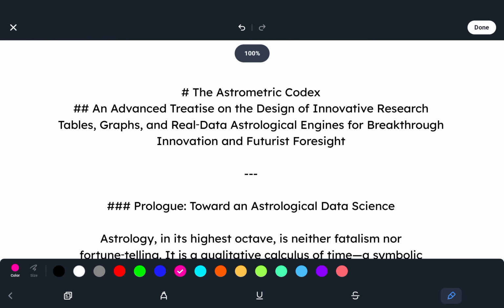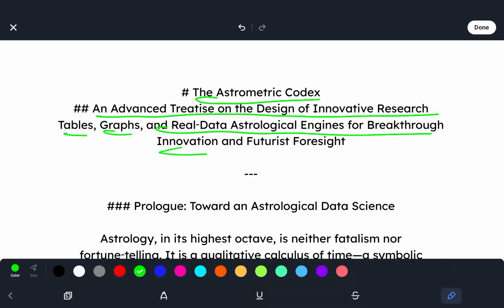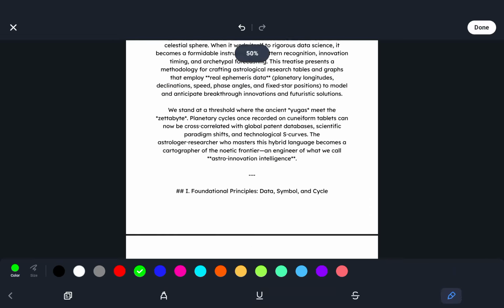Alright, in my next video, stay tuned because we are going to go over the Astrometric Codex, an advanced treatise on the design of innovative research tables, graphs, and real data astrological engines for breakthrough innovation and futurist foresight.